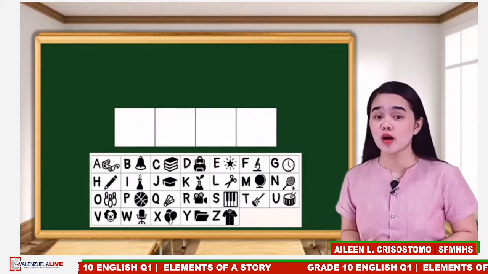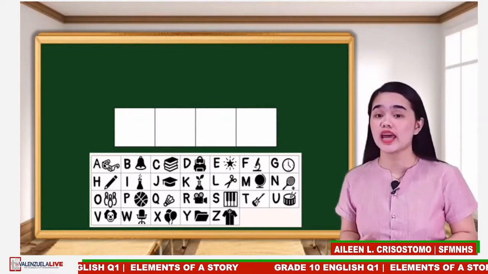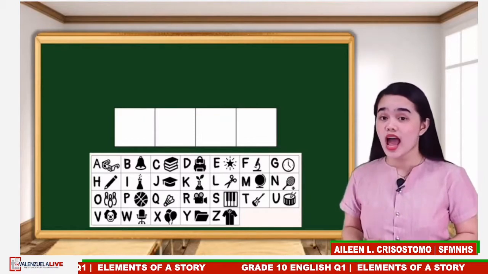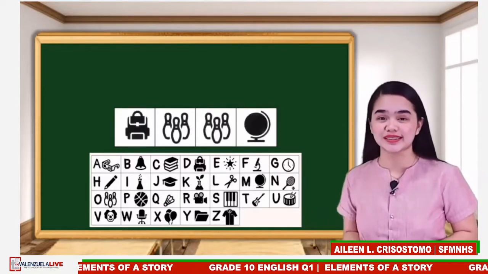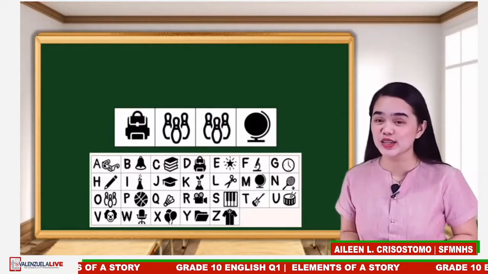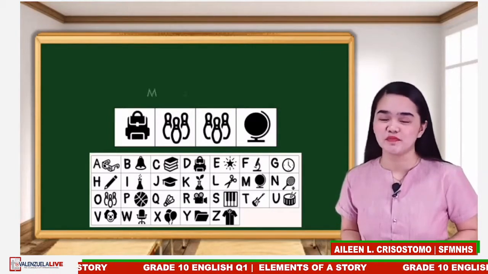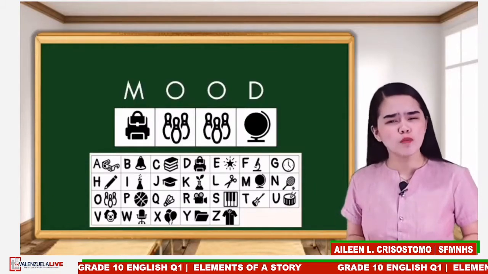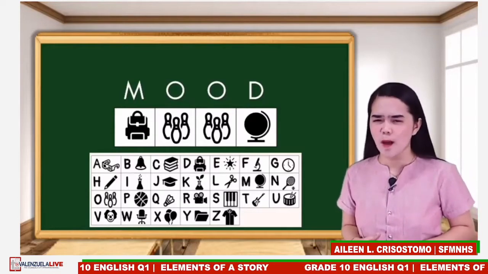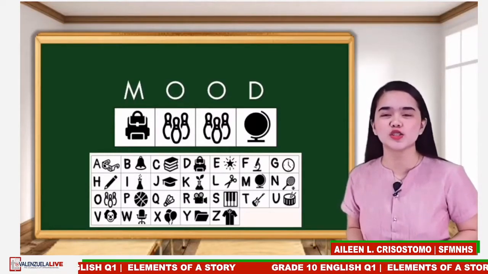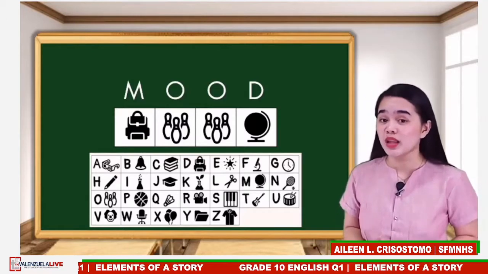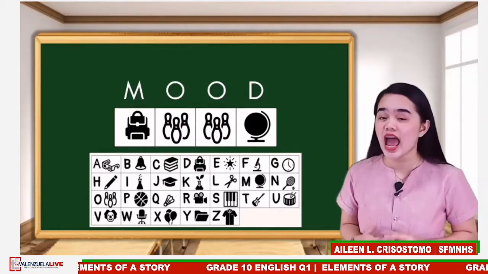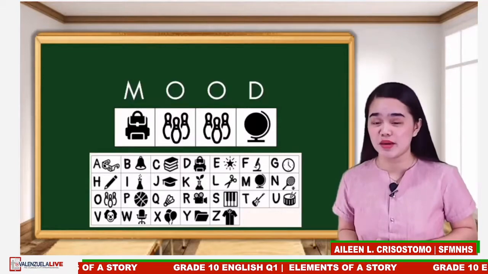Last element has something to do with the feeling created in the reader by the story. These are your clues. And the answer is mood. You did great, learners. It just proved that you've almost mastered the story elements. But enough with the definitions of these elements. Today, let's discuss a story and distinguish its elements.